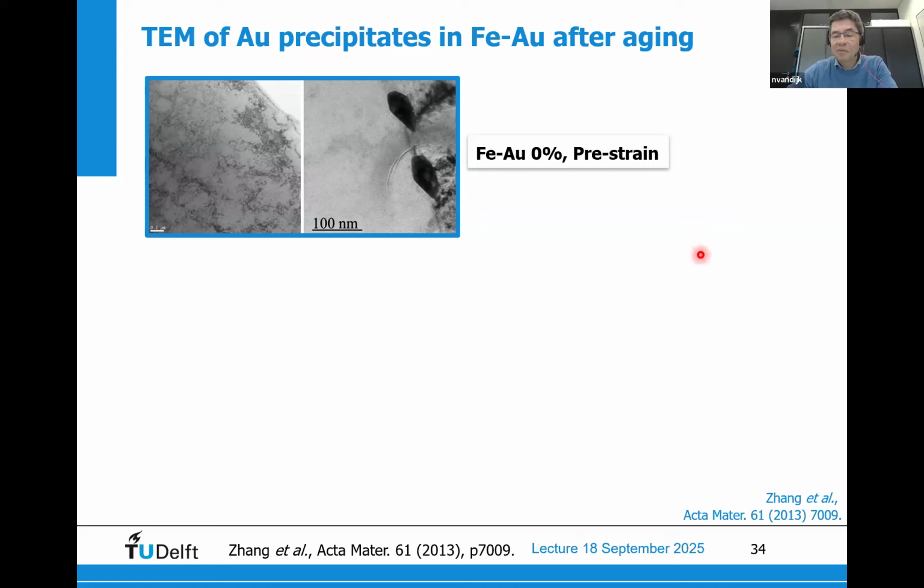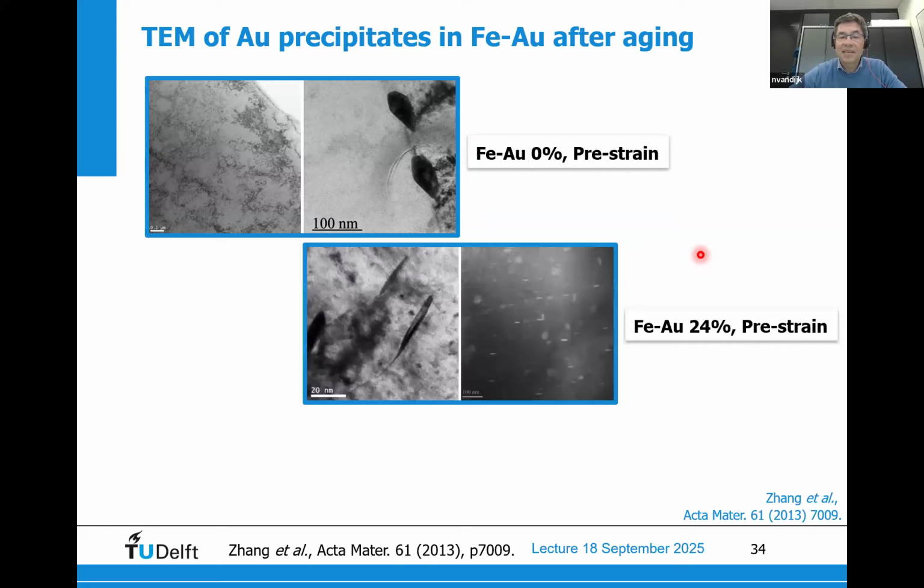So if you don't deform, it will be very difficult to nucleate gold. And that's why if you don't deform, then the precipitation is strongly suppressed in this case, while if you start to have a pre-strain in a tensile experiment of 24% strain, then you see that there are lots of these plate-like precipitates, which are very flat, and are all connected to a dislocation.